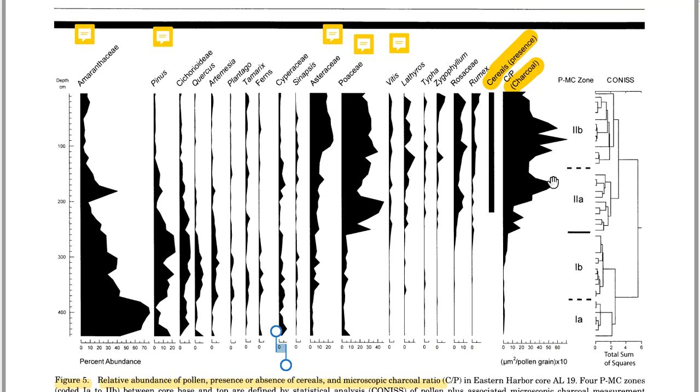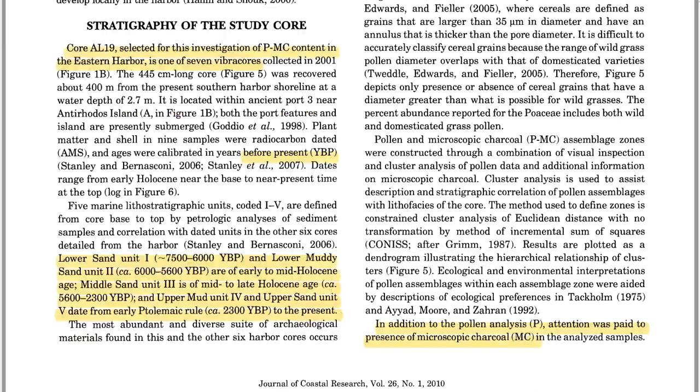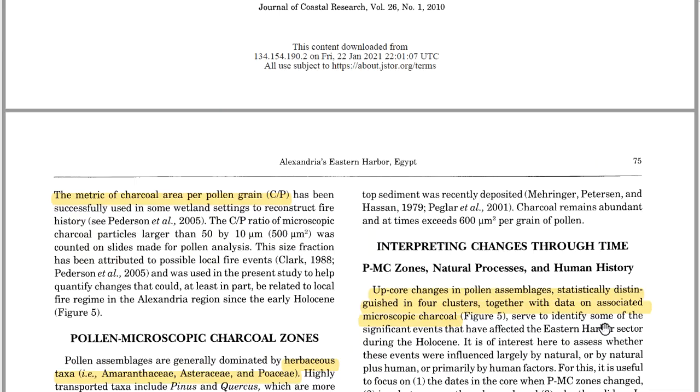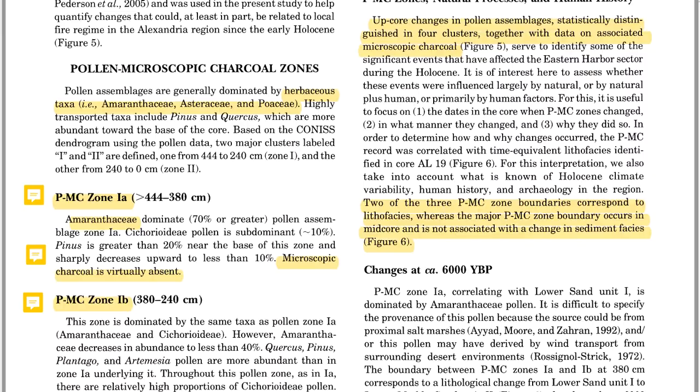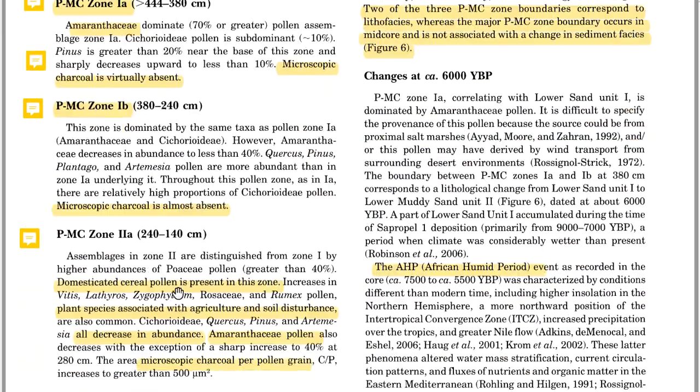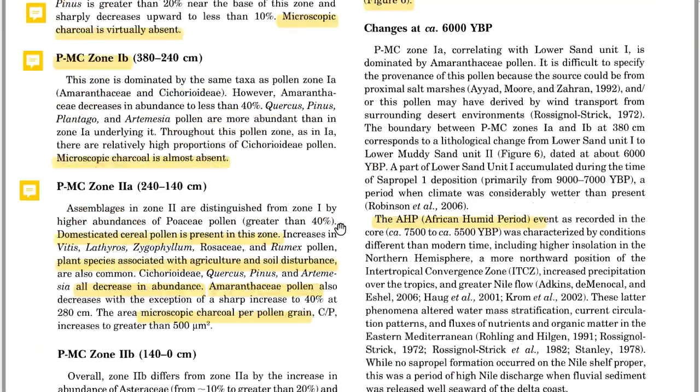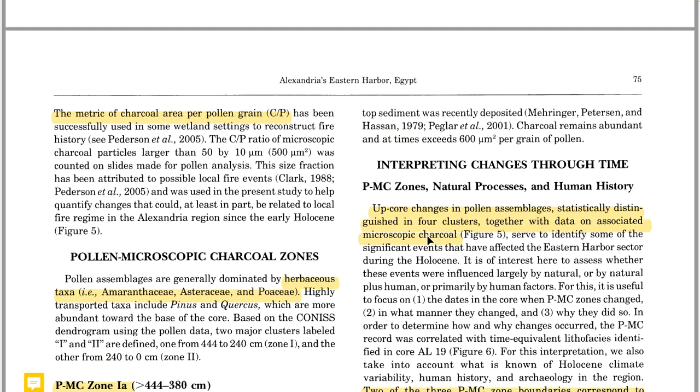2A, and here's the charcoal. You can see a massive increase in the amount of charcoal. So what that's showing you is that humans are inhabiting this particular area, which is Alexandria. Now, what they do is they give you a quick overview, and then they interpret the data.